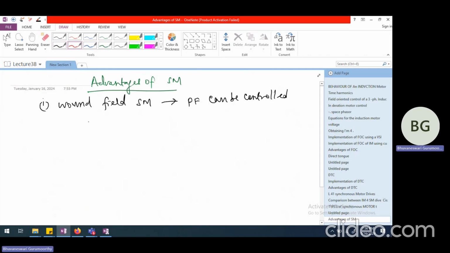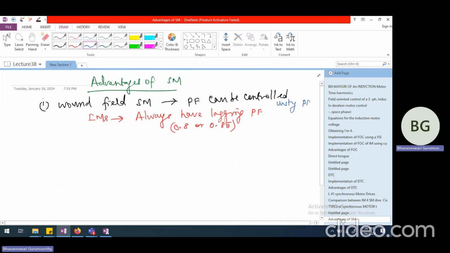Whereas if you look at the induction machine, it will always have lagging power factor. In fact, the best power factor you can obtain in most of the induction machine will be 0.8 or 0.85 lagging. That is the maximum you may be able to obtain as the highest power factor. Whereas in synchronous machine, you can go up till unity power factor or leading power factor. That is not a problem.